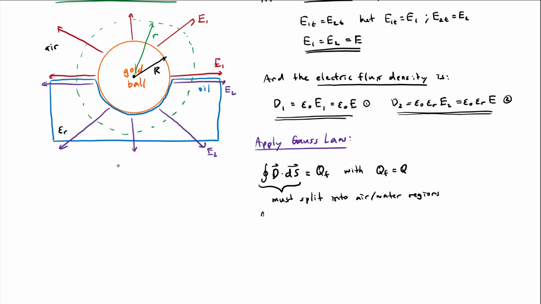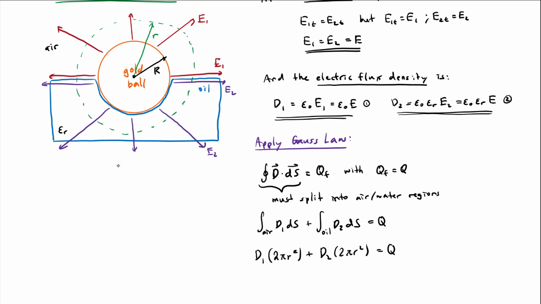So now we have the integral in air of D1 dS plus the integral in oil D2 dS, and that is equal to Q. We can factor out D1, and the total surface area of the gold ball, or basically the hemisphere in the air medium, is half of the surface area of a sphere, which is 2 pi r squared. The bottom half also has the same area, and we have Q.